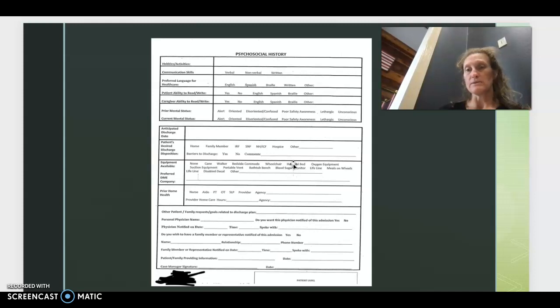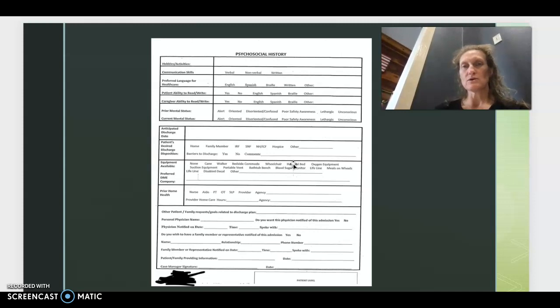You also want to look at their living arrangements prior. Did they live in an apartment on the top floor? Did they live in a camper, a mobile home, steps? Do they have transportation? This all matters when you're doing your plan of care. You're basically comparing the prior level of function to the current level of function. And you get a feel for what the physician feels like the patient will be at upon discharge.